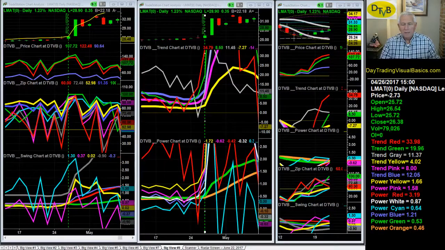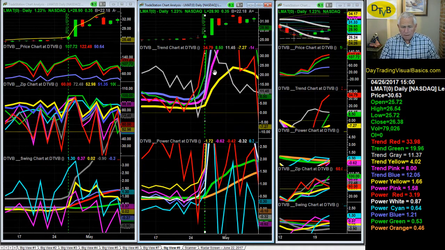This example I have is an example of a trend of a long green candle, and I'm in LMAT, and this is April 26th, 2017. And I have here in the trend chart a sky touch. Trend red is high above green, and it's basically 3 days up. Trend red is at 33, green is at 19. It's almost 20 and it's almost 34, so it's a 14-point difference.